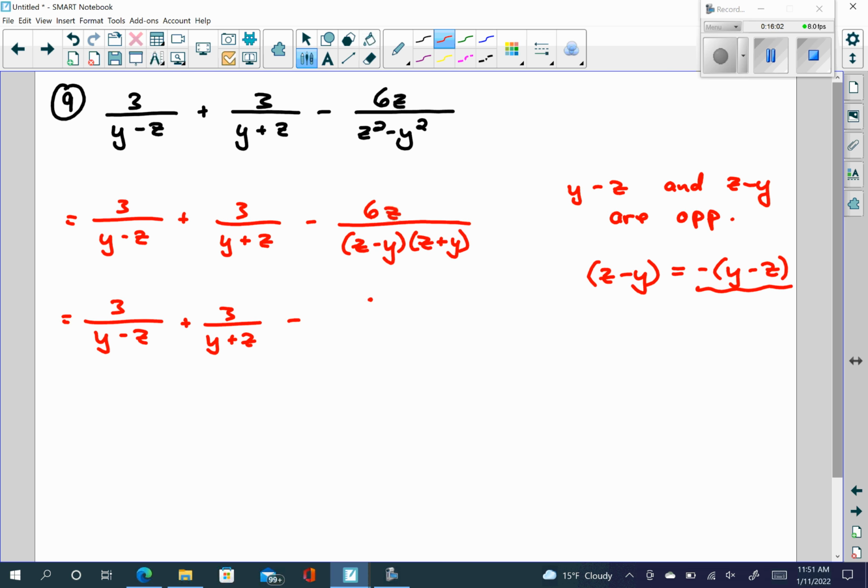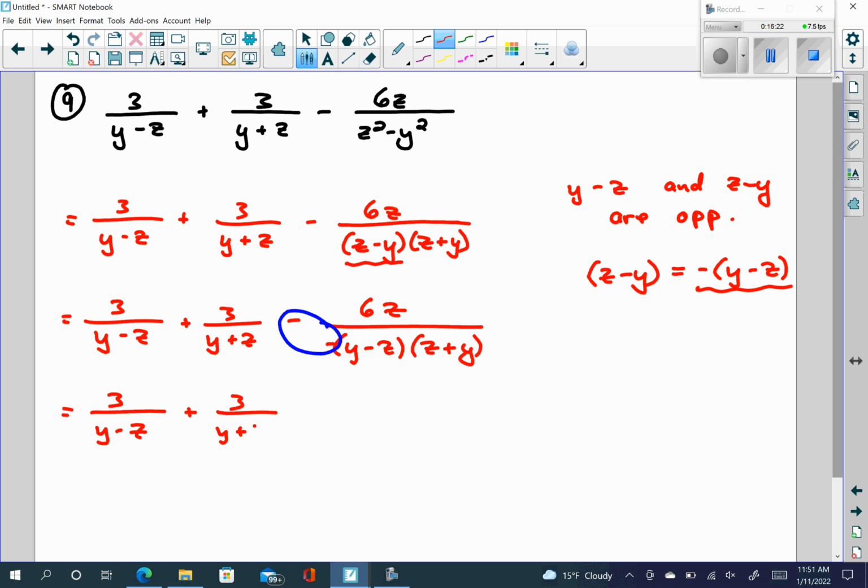And then we're going to have minus 6z. And this first factor I'm going to rewrite as the opposite of y minus z and then z plus y. So now if I subtract a negative, I could put these two negatives together, and now I get 3 over y minus z plus 3 over y plus z, and then minus the negative becomes plus 6z, and now I have this over y minus z.